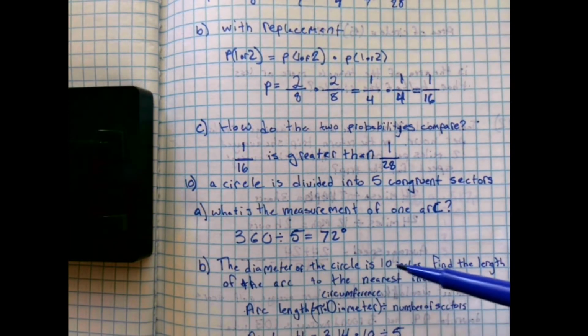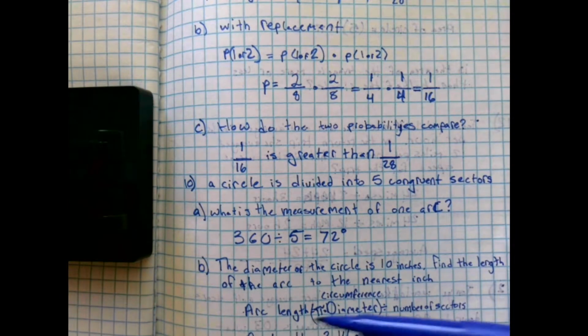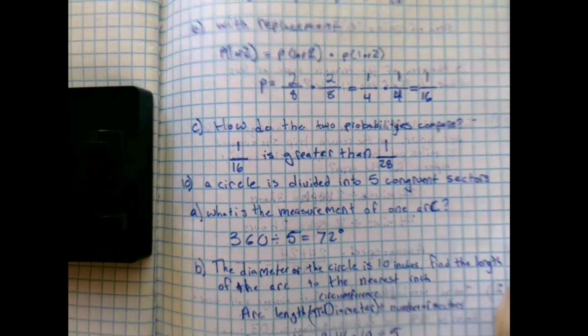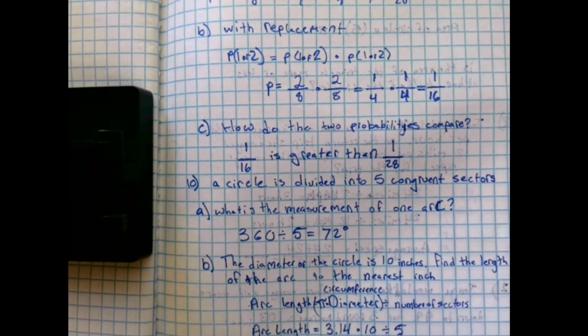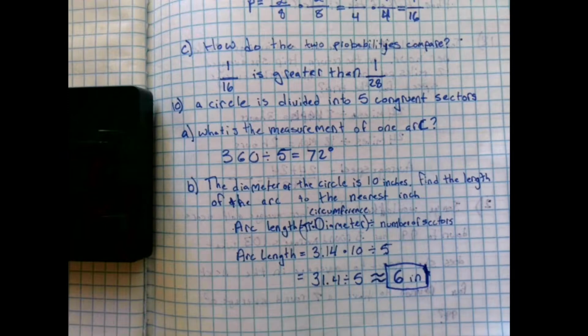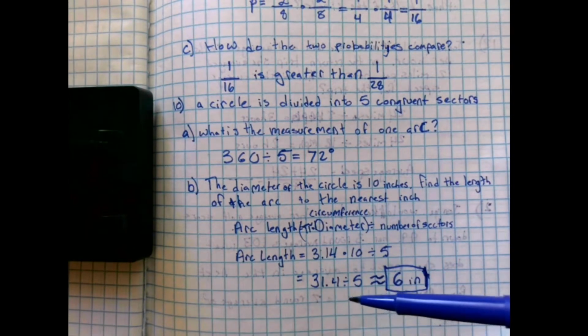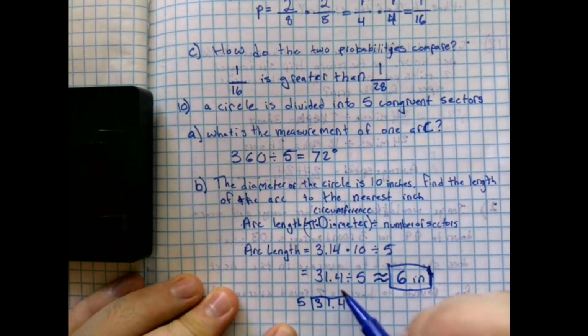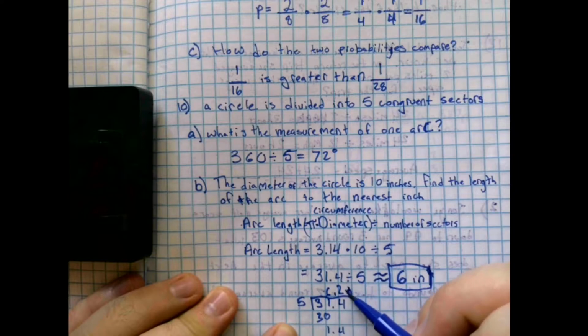We're then told that the diameter of the circle is 10 inches. Find the length of the arc to the nearest inch. Arc length is pi times diameter, or circumference, divided by the number of sectors. Well, pi is 3.14. The diameter is given as 10, so 3.14 times 10 divided by 5. 3.14 times 10 is 31.4. And if we have 31.4 divided by 5, since we're rounding to the nearest inch, that's going to be about 6 inches. If you want to see the exact number, 31.4 divided by 5, you'd get 6 here as 30, and then you have 1.4, 6.2, and 6.2 rounds down to 6.